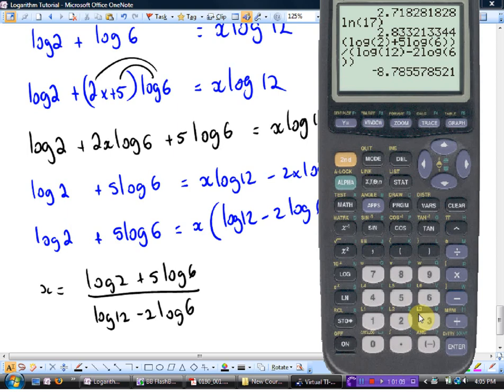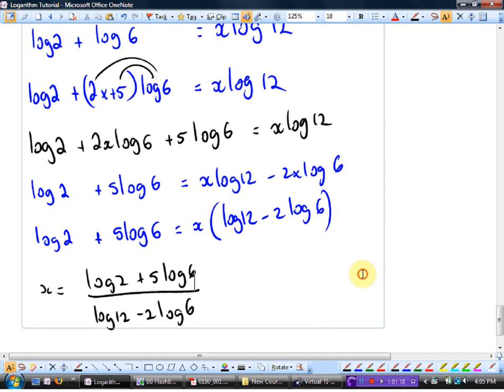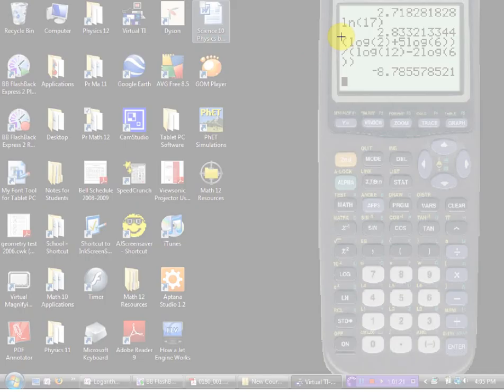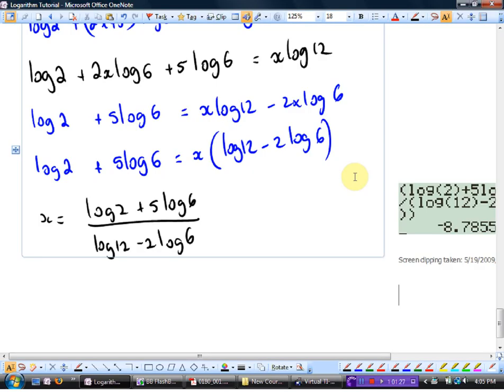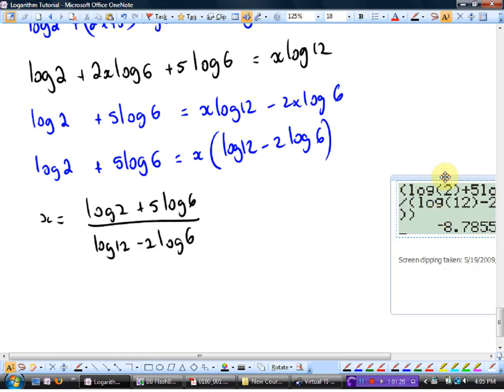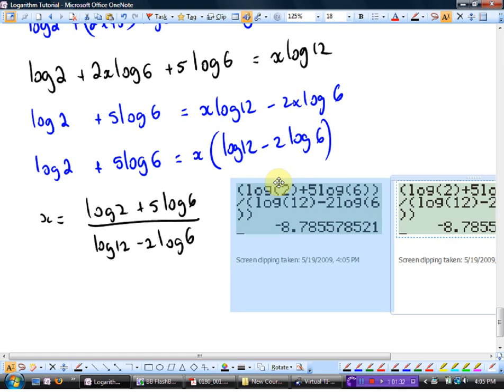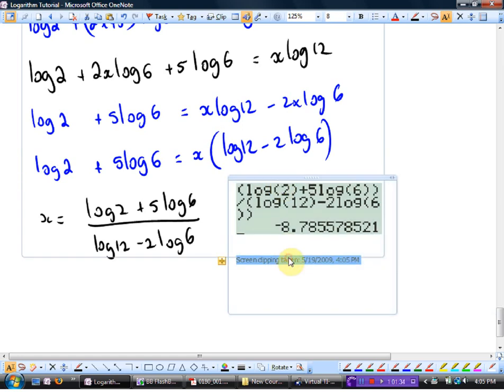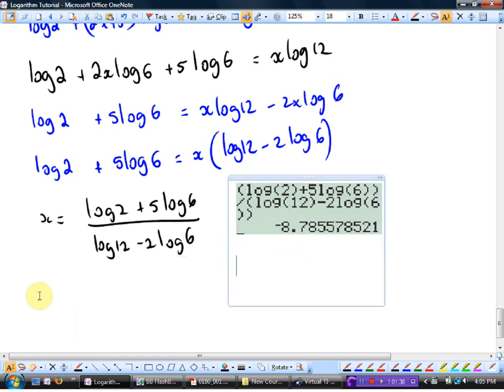That's it. You know what? That's important enough that I think I'm going to plunk that right in here. There. Now you can even see what we typed in. Isn't that cool? Okay.